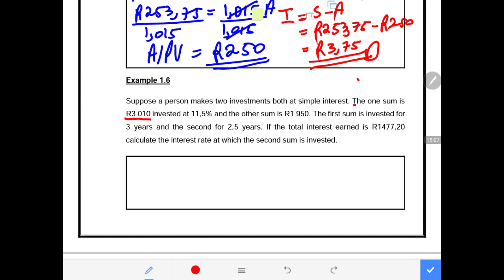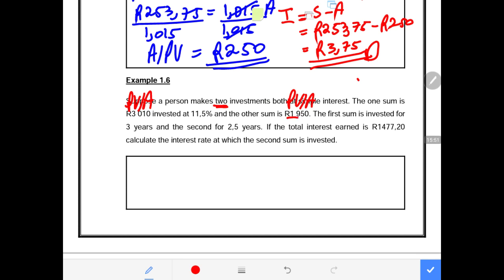It says the one sum is 3,010 rand. That means this is the first present value, or the amount that was invested, at 11.5%. So we know the interest is 11.5%, and that is per annum if there is no emphasis on that. So please assume that to be per annum. When it's per month, it will be clearly stated. And the other sum, which is 1,950, meaning there was another amount that he invested because there were two investments, and that is the present value again, amounted to 1,950.